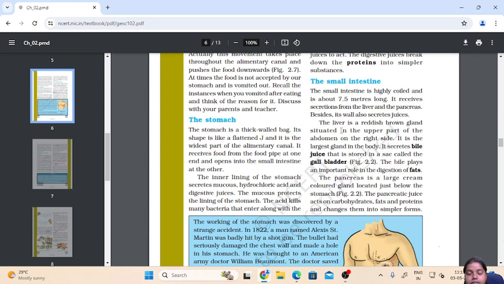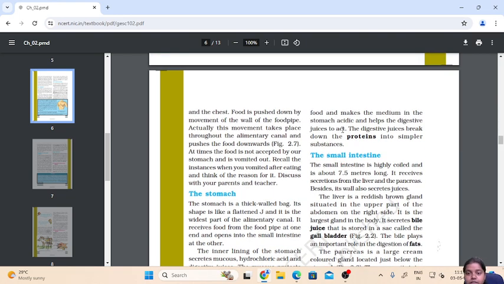What does this mucus do? The mucus protects the inner lining of the stomach. Then what does acid do? Acid kills the bacteria that enter through the food, and it maintains the acidic medium in the stomach. And the digestive juices break down the proteins into simpler substances. Similarly, saliva breaks down the starch into sugar, while here the digestive juices in the stomach break down the proteins into simpler substances. So please do not get confused.